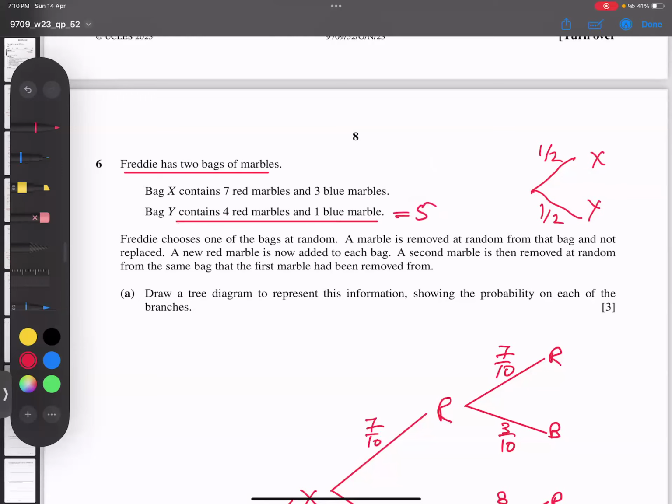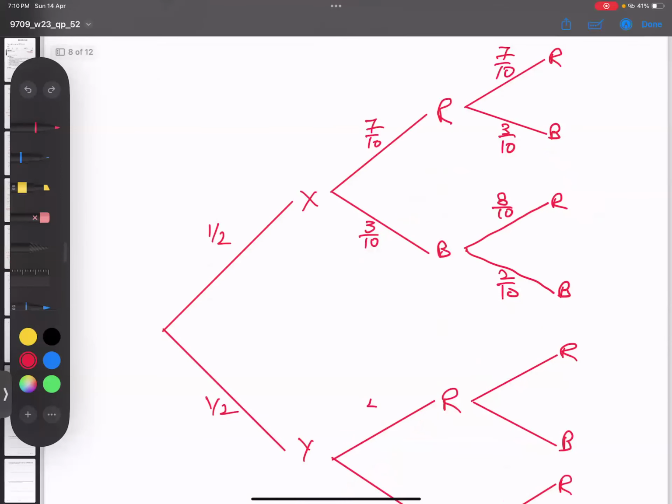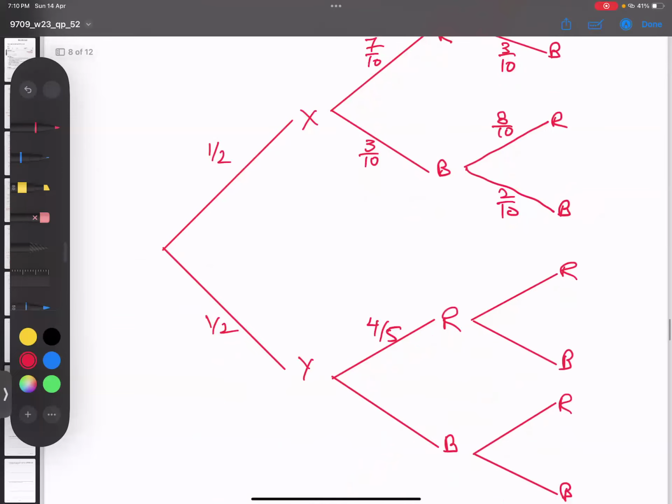Total are 5 and red are 4. So what are the chances? First red, 4 out of 5. So I'm writing here 4 out of 5. And second is naturally 1 out of 5.